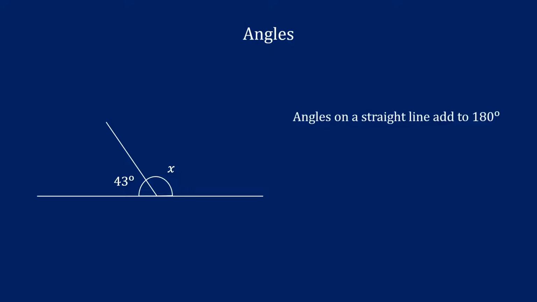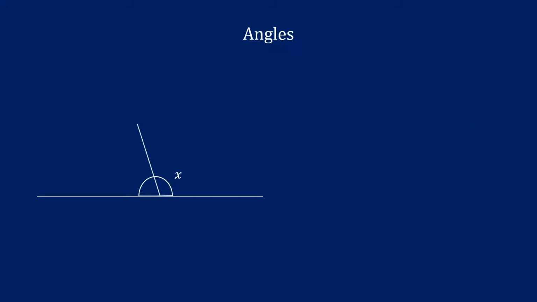So what do we do then? If angles on a straight line add to 180, that means that if we take the x and we add to 43, that needs to give us 180. Easy peasy. From here is easy. Just take away 43 from both sides, which gives us x equals 137. Easy peasy. Alright, give it a go.